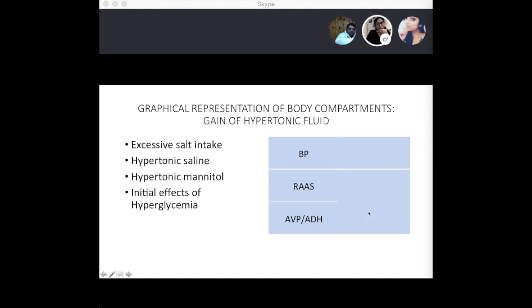Okay, so what is the blood pressure of this patient going to be? Increased. Right, and what is RAS going to be?